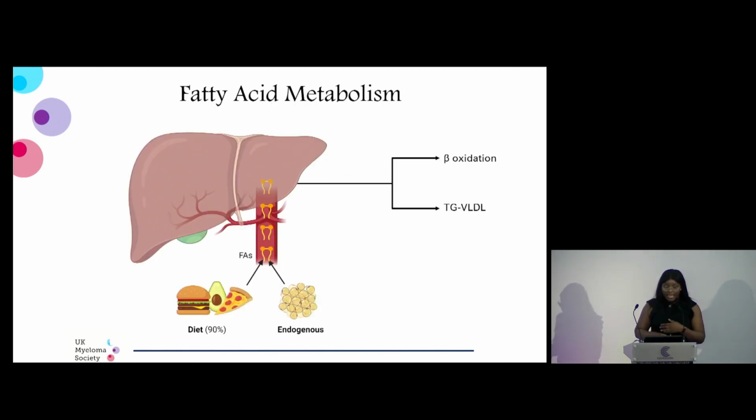So firstly, I would like to break down a little bit about fatty acid metabolism. So what is fatty acid metabolism? Well, normally, about 90% of your fatty acids comes from your diet, and the rest comes from endogenous sources, like carbohydrates or amino acids. These fatty acids are then transported to the liver where they can undergo beta oxidation to produce ketone bodies, or they can be converted to triglyceride-bound, very low-density lipoproteins and stored in adipose tissue.